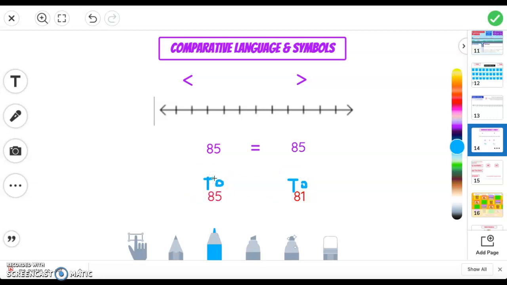I want you to pause the video and ask yourself, how do you know that tens are greater than ones? Go ahead and pause the video.